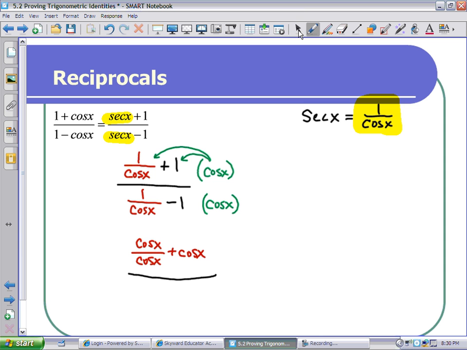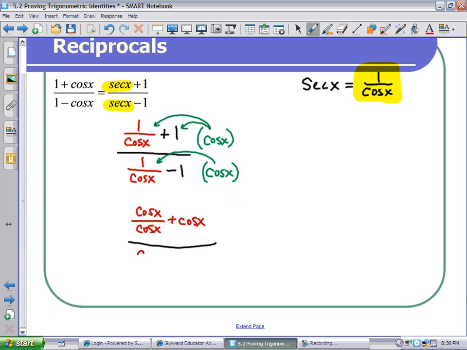And then in the denominator, I'm going to do the same thing. I'm going to take cosine x times 1 over cosine x, which gives you cosine x over cosine x. And then I'm going to distribute cosine x times negative 1, and I'm going to get minus cosine x.